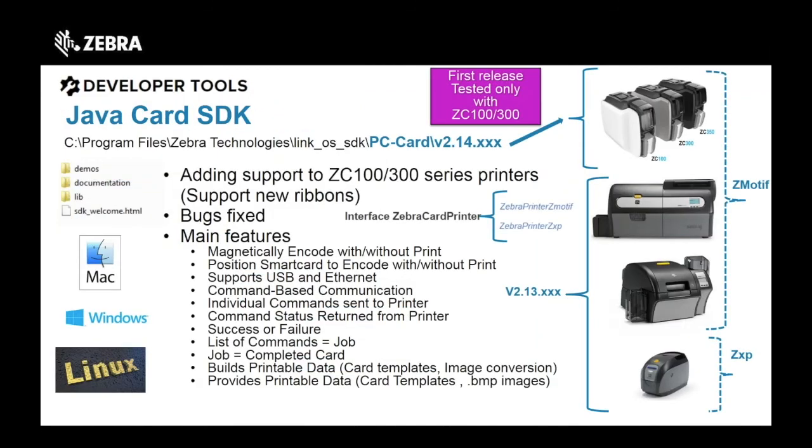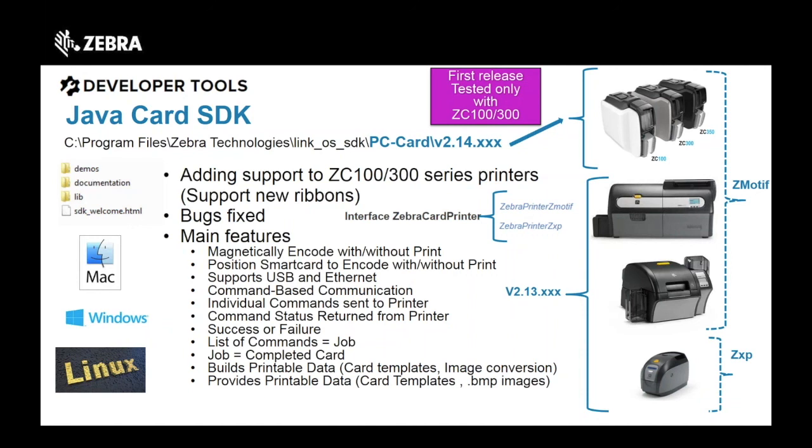Okay, let's move now to the Java Card SDK. The Java Card SDK, the one that was released last month, on May 11, is version 2.14. Version 2.14 basically adds support for the new series printers, CC100, CC300, and CC350. Nothing on the other previous printers was modified, but it was not tested either. So you may be able to work with the other printers, but at this point we only suggest working with the new ones, CC100, CC300, and CC350.